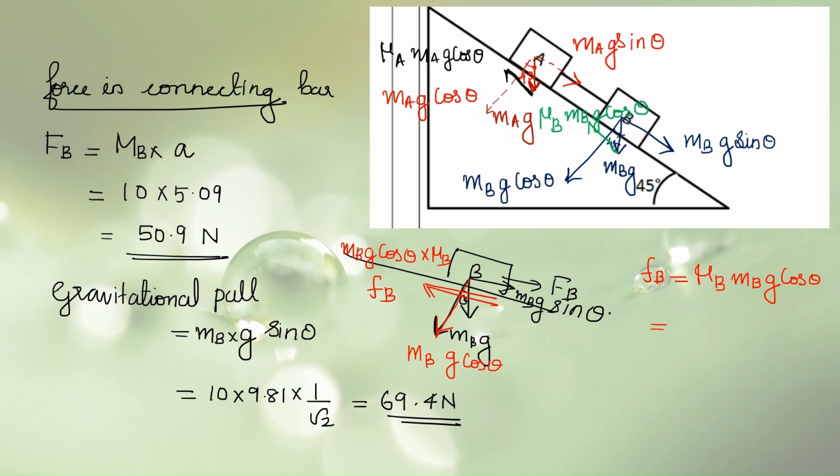Mu b is 0.4. mb is 10. g is 9.81. Cos theta is 1 by root 2. Okay, and if you multiply this, you will get the frictional force, which is in the opposite direction, that is equal to 27.8 Newton. Okay, and if you see this system, we are having two downward forces, one upward force.